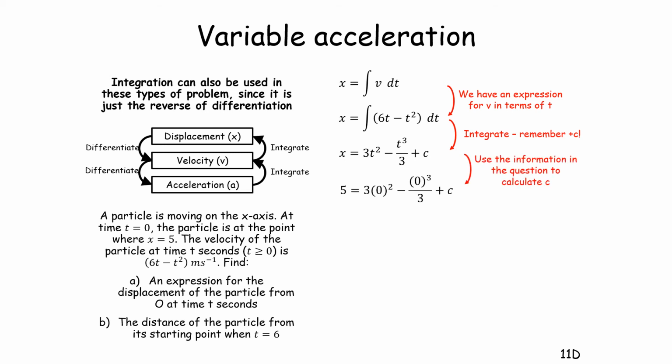Use the information of the question to calculate the c. We're told the particle is at 5 at time t equals 0, so c would equal 5. Put this into the formula we have. So x equals 3t squared minus t cubed over 3 plus 5.